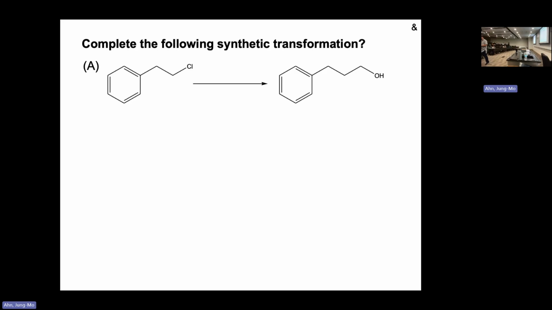Can you recognize what you should do to make this from that? So what happened was, you got the benzene there, right? It was a 2-carbon chain and then chlorine, but you end up having 3 carbons and then a hydroxy group there. So we are making a primary alcohol, but we just add 1 more carbon.